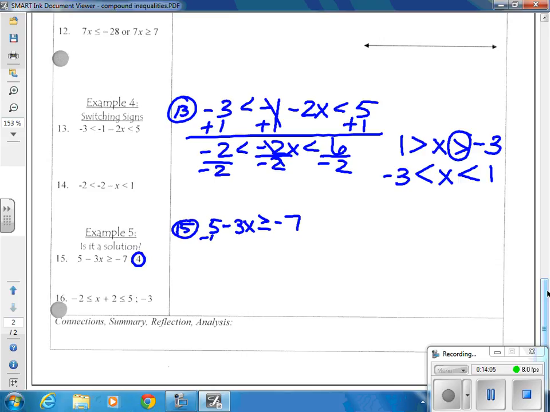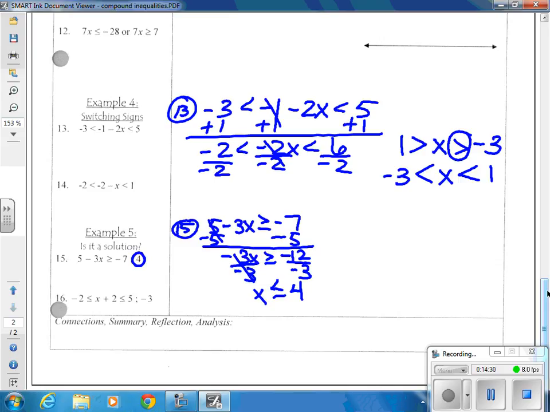So I'm going to subtract 5. And I get negative 3x is greater or equal to negative 12. I'm going to divide by negative 3. Okay, because I'm dividing by a negative, I have to flip my sign the other direction. So now it's x is less than or equal to positive 4. So now they're asking you, is the value of 4 for x going to be a possible solution? It'll either be true or false.